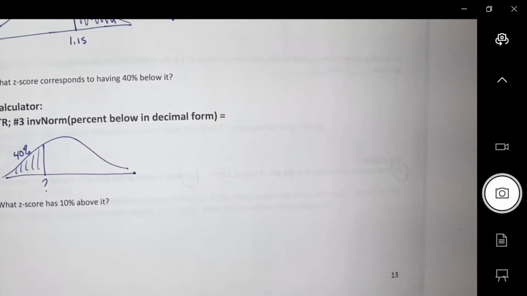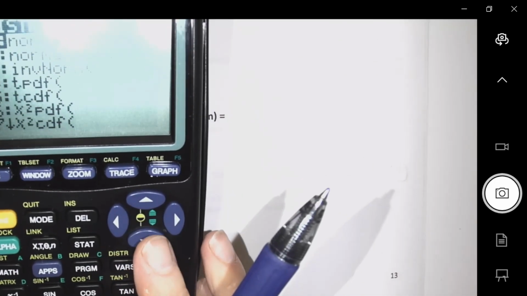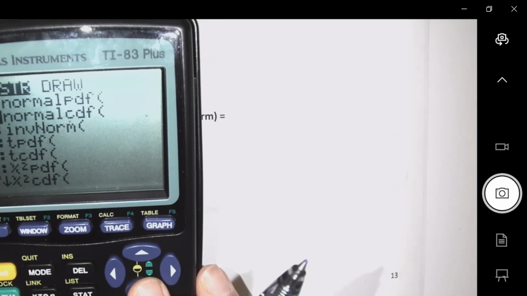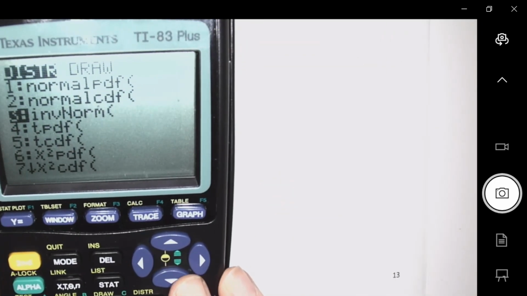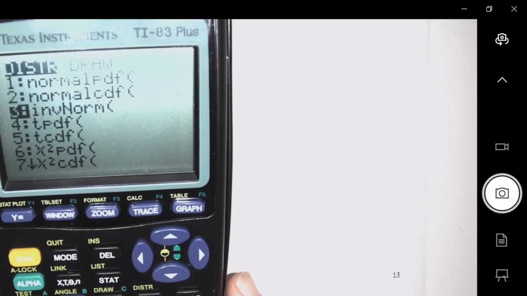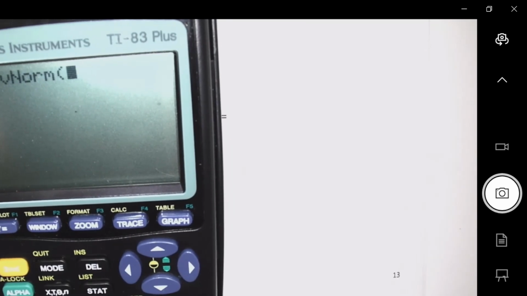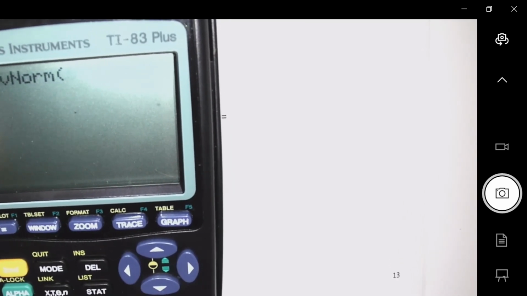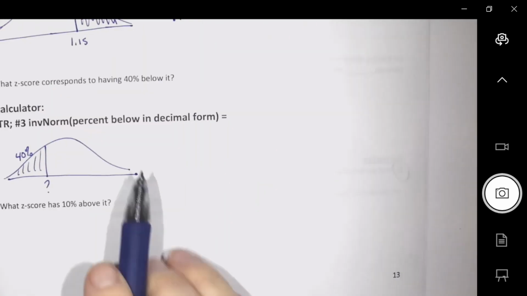Okay, you ready? The button that we're going to push is second vars. Do you remember we did that yesterday? Because yesterday we did the normal CDF. So second vars gets you to distribute. And now we're going to do inverse norm. So we're inversing the normal distribution curve. That's what this all means.